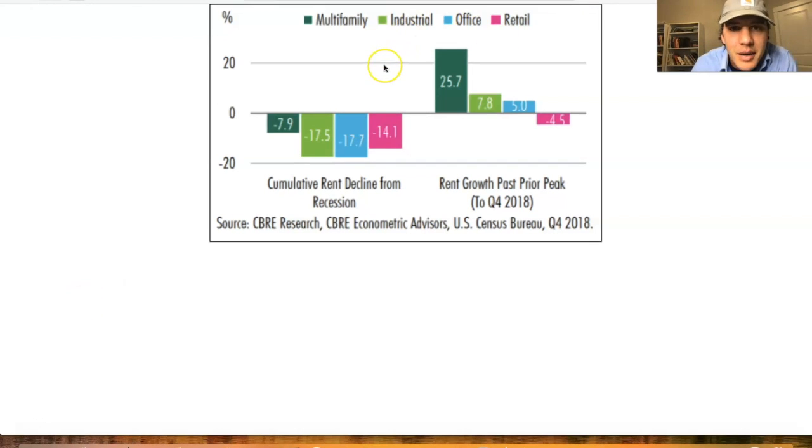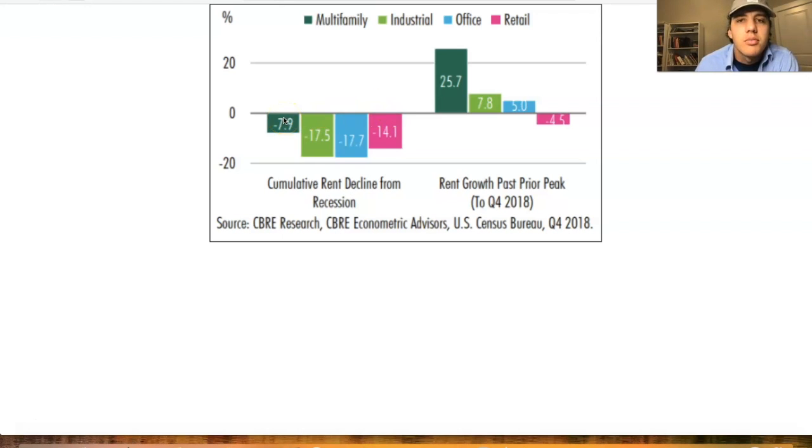So to begin this one, I'm going to give you those rules of thumb I use for economic occupancy drop for my worst case scenario, 2008 and 9. Here are some numbers from the United States Census Bureau. For multifamily, the cumulative rent decline from a recession, and this is 2008, was 7.9%. Compared to the other ones, industrial was 7.5, office 17.7, retail 14.1. Multifamily was the least affected.